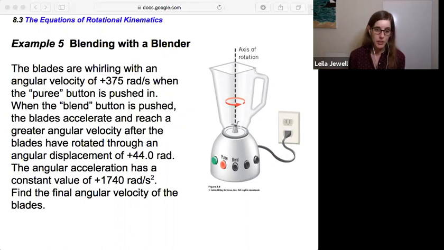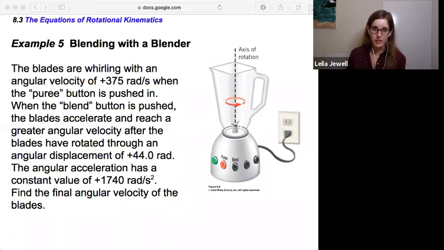When the blend button is pushed, the blades accelerate and reach a greater angular velocity after the blades have rotated through an angular displacement of 44 radians. You can figure out how many revolutions that is, but it's given to you in radians to make it simpler to solve. The angular acceleration has a constant value of 1740 radians per second squared. Find the final angular velocity of the blades. How fast are they moving?